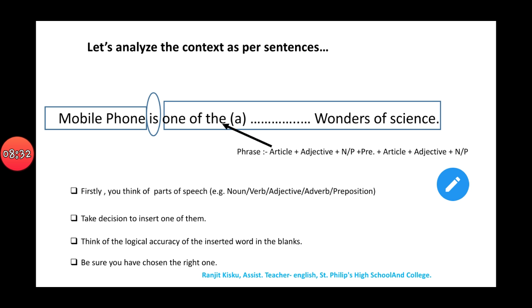So let's see, there is an article before the blank and there is a gap which requires an adjective, and after the gap we got a noun. So you must be sure that the blank must need an adjective.